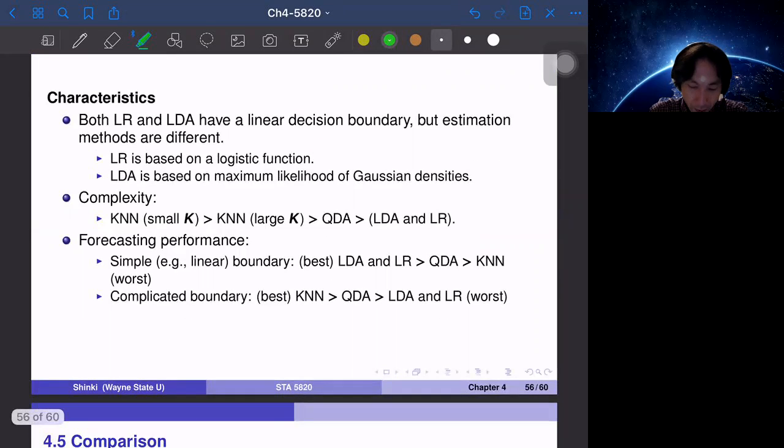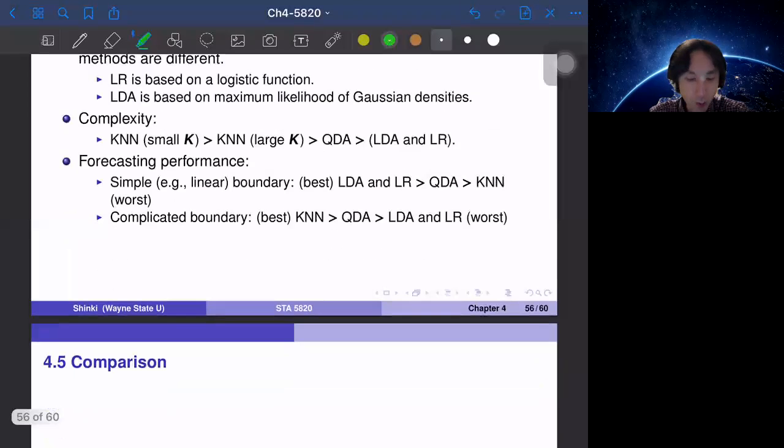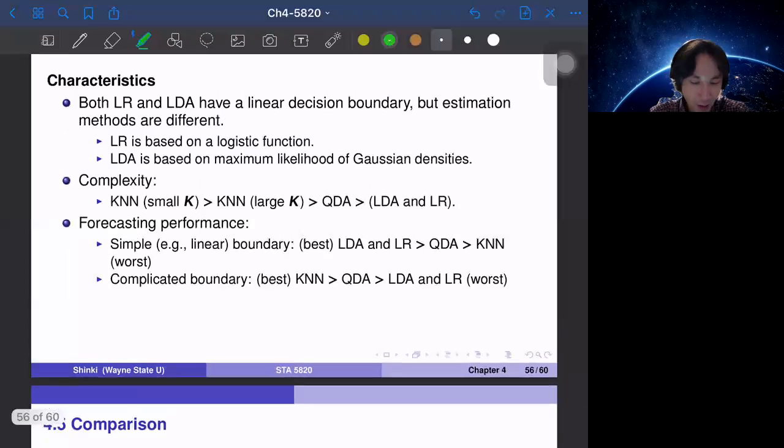As for characteristics, both linear regression and LDA have a linear decision boundary, but the estimation method is different. We cannot really describe this simply, but LDA is better when the case is separable. That is true. But logistic regression is probably better if we have some outliers, because logistic regression is more robust against outliers because of the shape of the function, the logistic function.